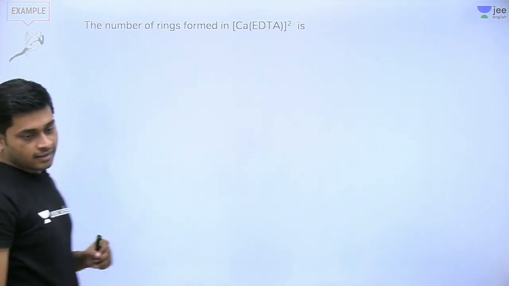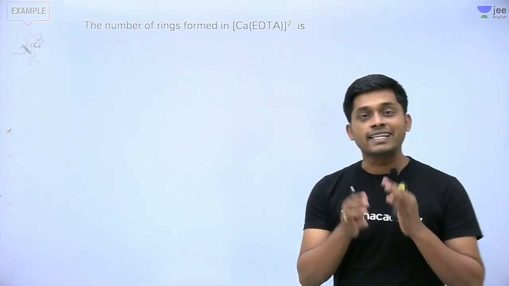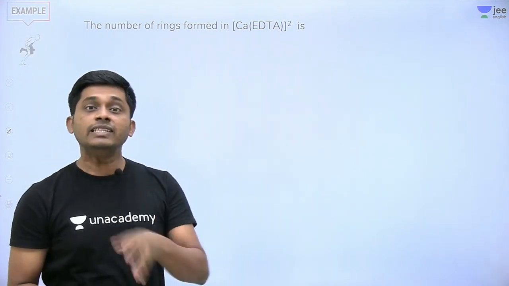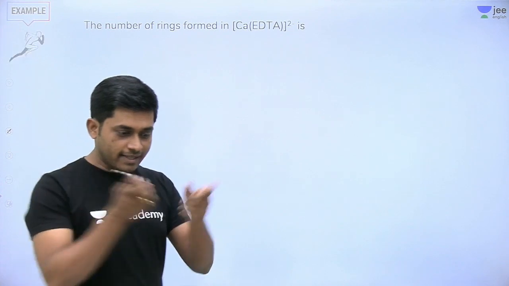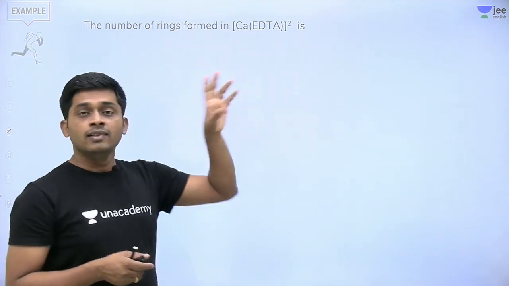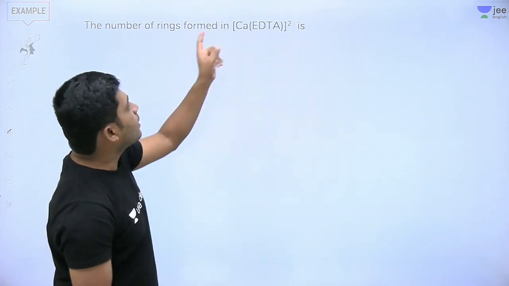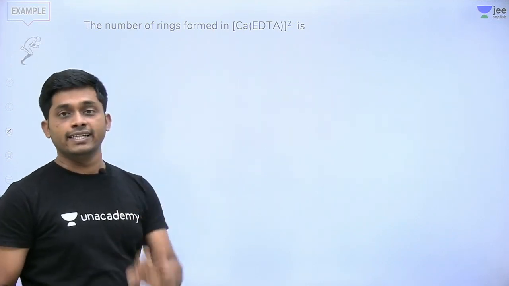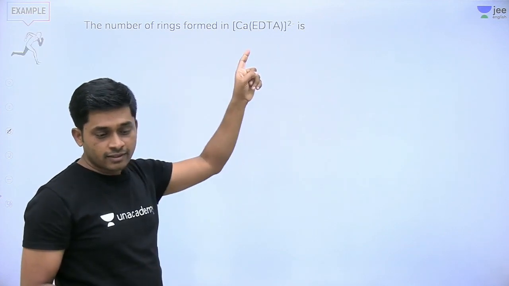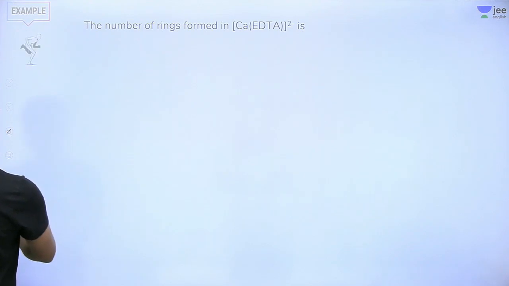See this, this is a very good question. How many rings? It is linking the S block elements chapter with coordination. When you mix, it's a multi-conceptual question. Calcium, beryllium and magnesium form complexes. One of the complexes is given with EDTA. What is the number of rings formed in that complex? How many rings are present in that complex?